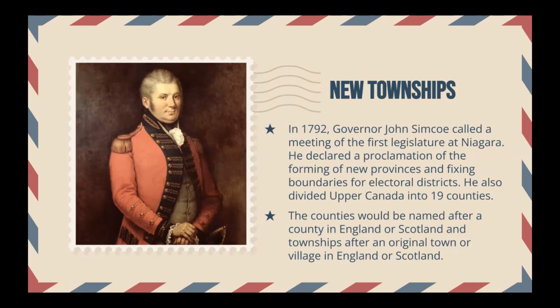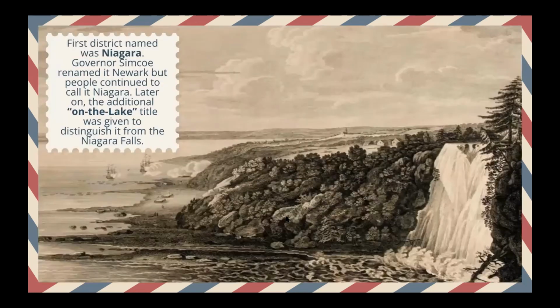Each of these counties would be named after a county in England or Scotland, and the townships were named after an original town or village, also in England or Scotland. All right, the first district was named Niagara, and Governor Simcoe actually renamed it to Newark, but people just kept calling it Niagara, and that's the name that stuck today. Later on, one of the counties earned the additional name Niagara-on-the-Lake, just to distinguish it from the county Niagara Falls.